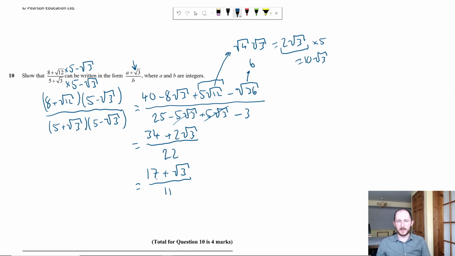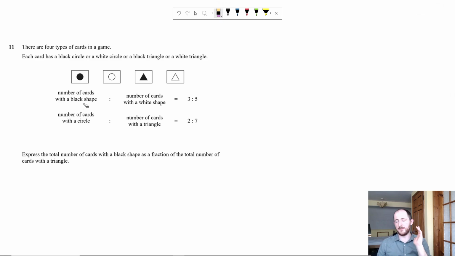Again, bit tedious, but it's not that bad once you get good at it. So I would recommend practicing these rationalizing questions, okay? This question was actually in the 2021 Edexcel paper one, I believe. And boy, is it a fun one.